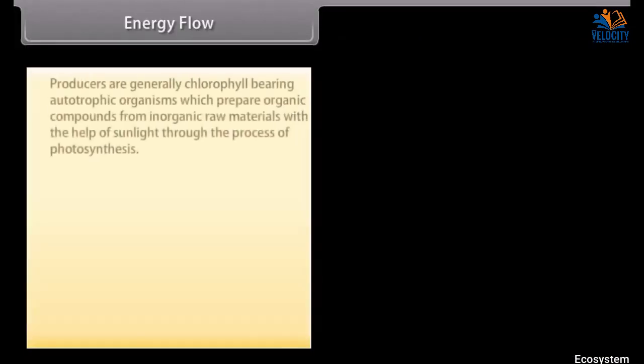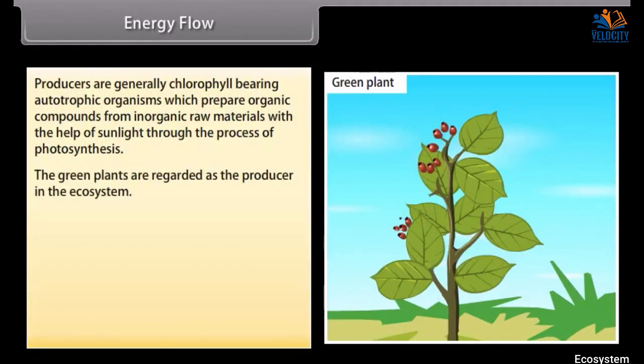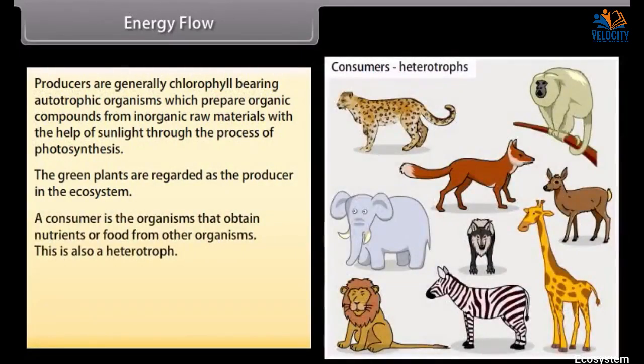Energy flow. Producers are generally chlorophyll-bearing autotrophic organisms which prepare organic compounds from inorganic raw materials with the help of sunlight through the process of photosynthesis. The green plants are regarded as the producer in the ecosystem. A consumer is the organisms that obtain nutrients or food from other organisms. This is also a heterotroph. All the animals shown in the figure are consumers and so on. Consumers are of two types. They are herbivore and carnivore.